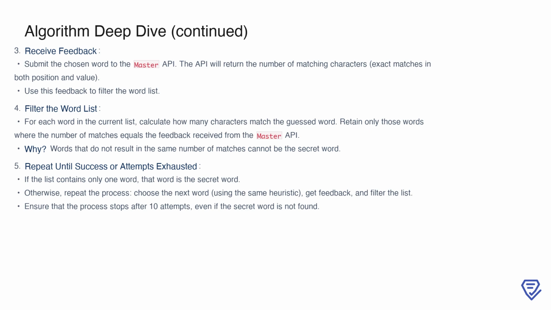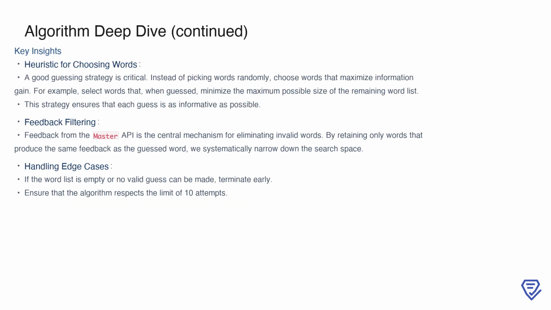A critical aspect of the algorithm is the heuristic used to choose words. Rather than guessing randomly, we aim to maximize the information gained from each guess. This means selecting words that, when guessed, minimize the maximum possible size of the remaining word list. By doing so, we ensure that each guess contributes significantly to narrowing down the possibilities.